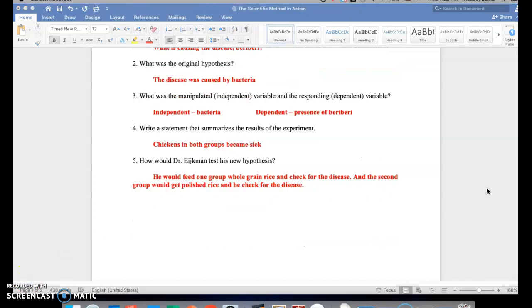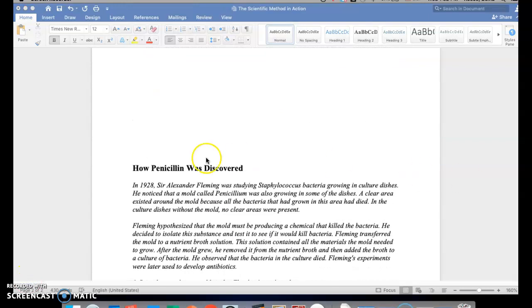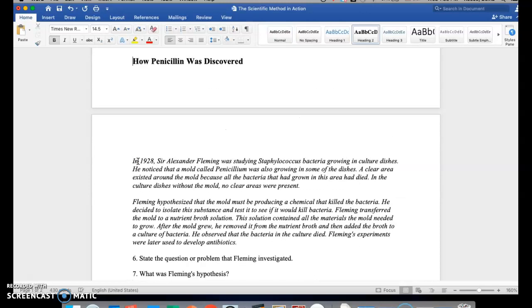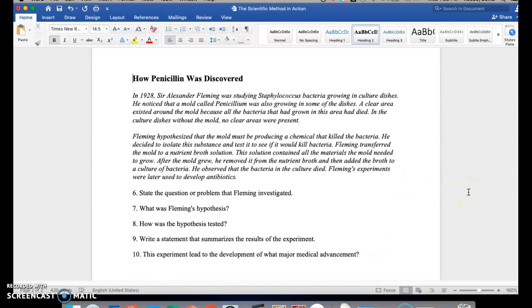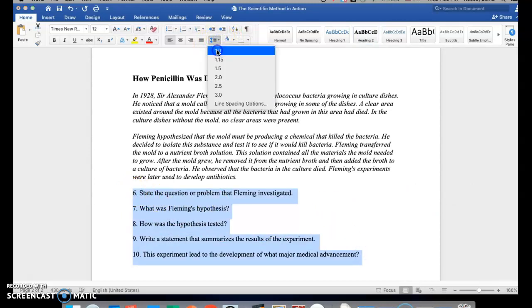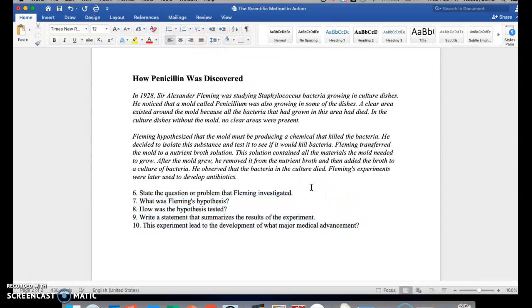Okay, now I'm going to scroll down here to our second problem, and let me do some backing up here since I added all of those lines in. This time we're going to talk about penicillin and Sir Alexander Fleming. Okay, and again, you're going to have 5 questions to be answering after you get done here, all right?